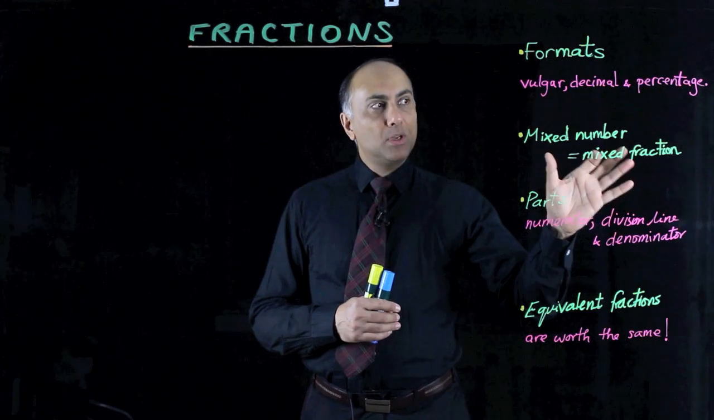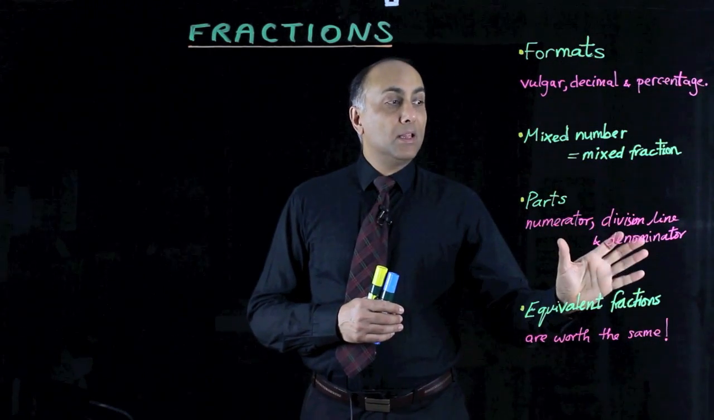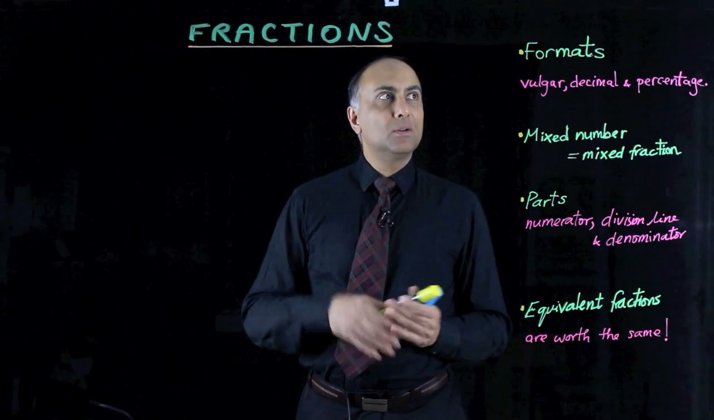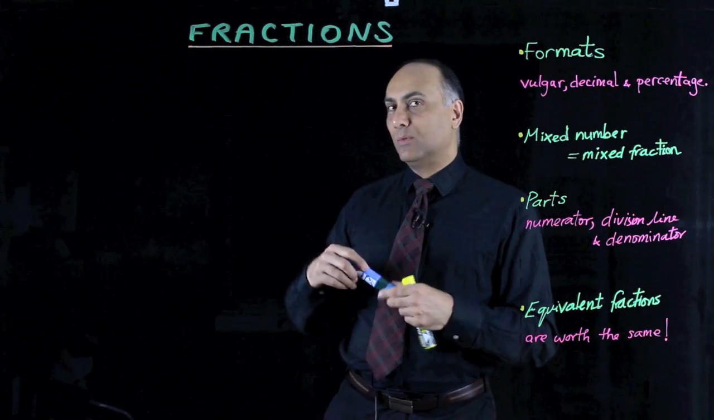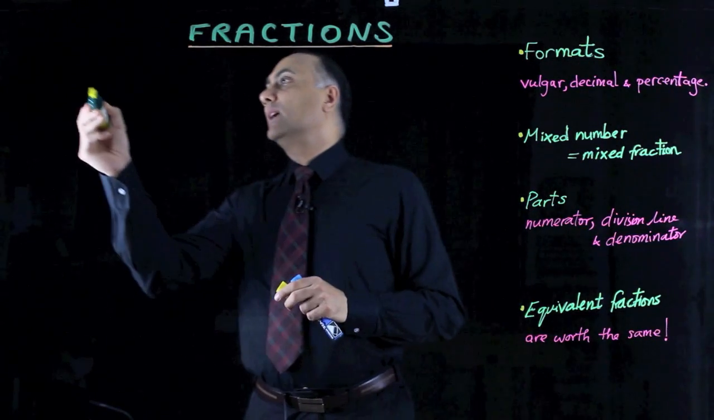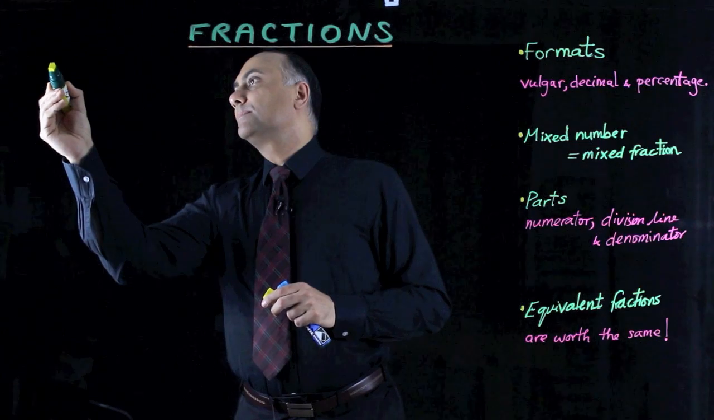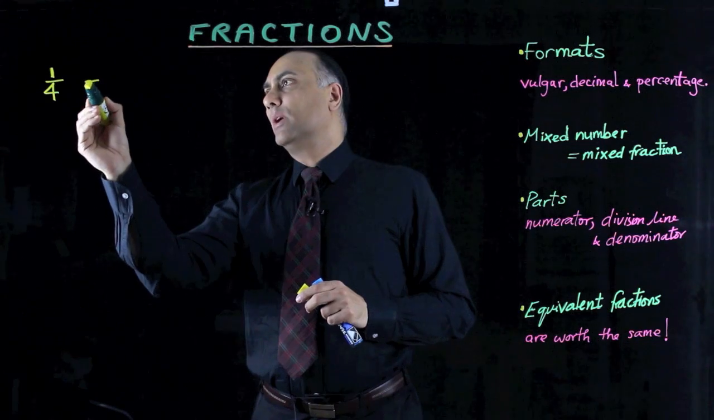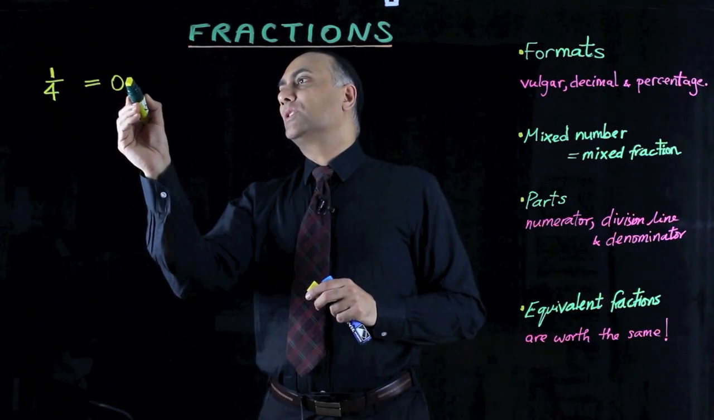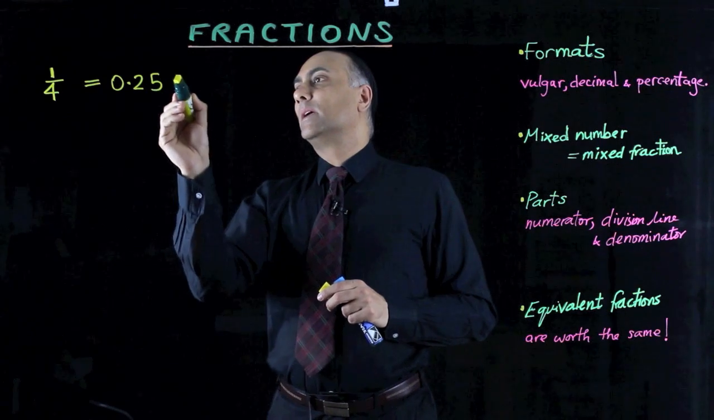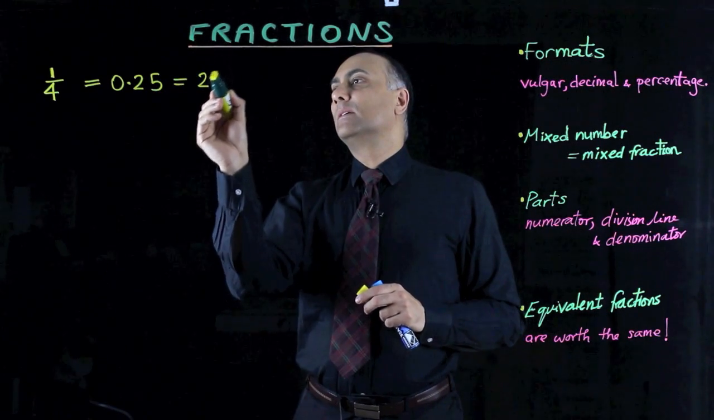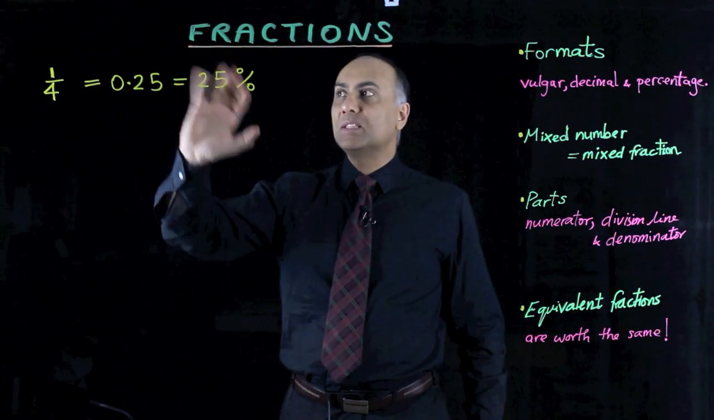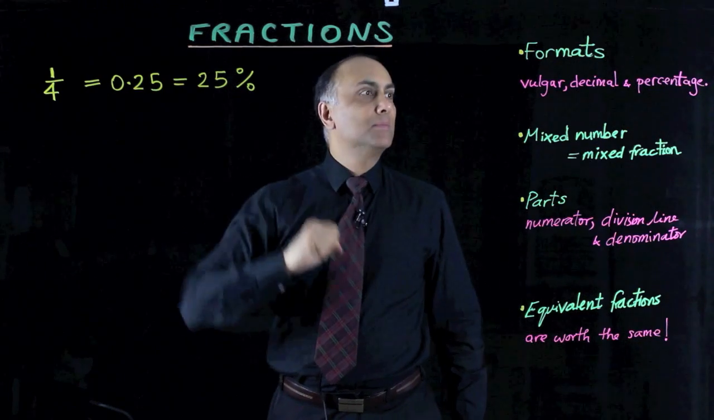Then we'll look at what a mixed number is, then the parts of a fraction, and then making equivalent fractions. So let's begin with the different formats. I'll write them up for your reference. So if we take a vulgar fraction format, that would be one number written over another, and that is actually worth the same as the decimal fraction, which is worth the same as 25%. Okay, so those are different formats of the same amount, the same fraction.